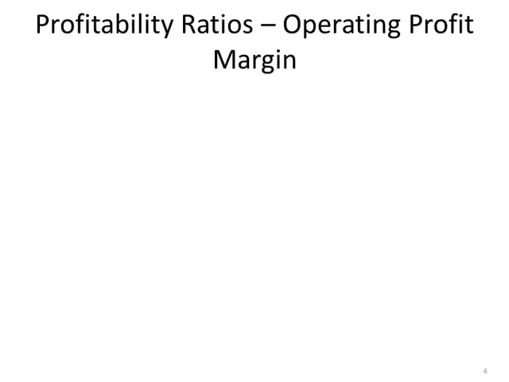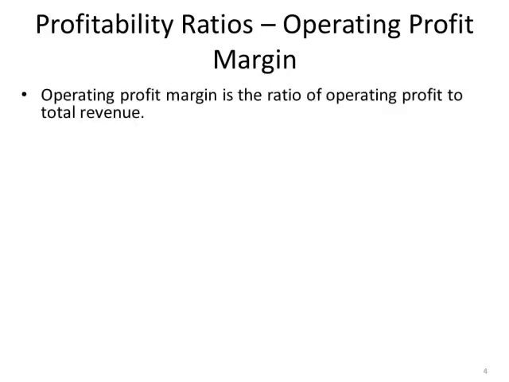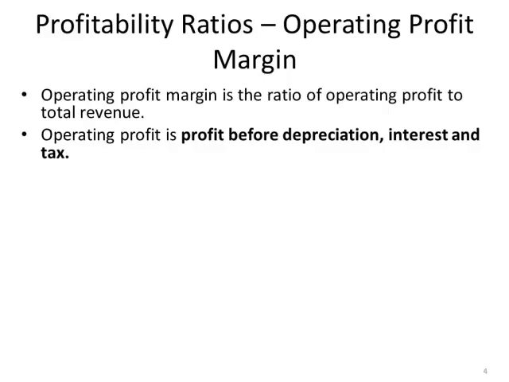Profitability ratios, operating profit margin. The first type of ratio we'll talk about are profitability ratios. Profitability ratios measure how profitable a company is. Operating profit margin is the ratio of operating profit to total revenue. Total revenue is just total sales of the company, and we discussed this in the accounting lectures. Operating profit, which we also saw in the previous lectures, is the profit before depreciation, interest, and tax.